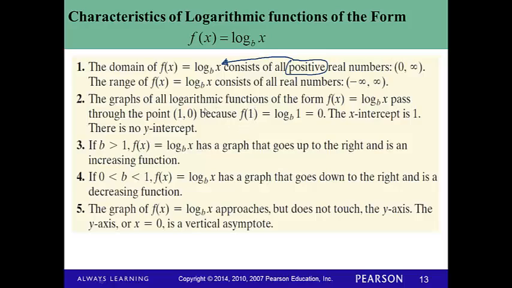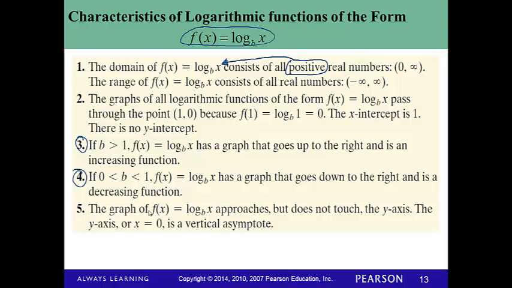The graph of all log functions passes through the point (1, 0). Because remember, the log of 1, doesn't matter what the base is, will always be 0. The x-intercept is 1, obviously, because it goes through the point (1, 0). And there is no y-intercept. If it's in this form, it'll never touch the y-axis, therefore there is no y-intercept.